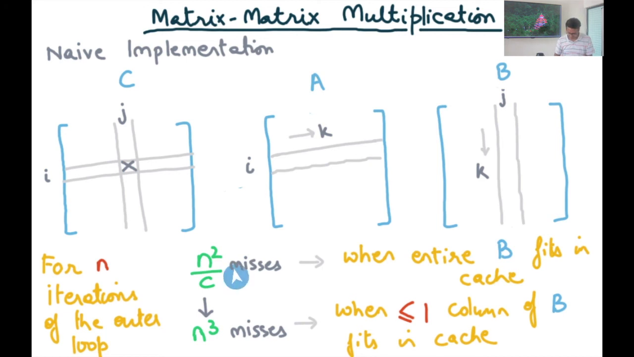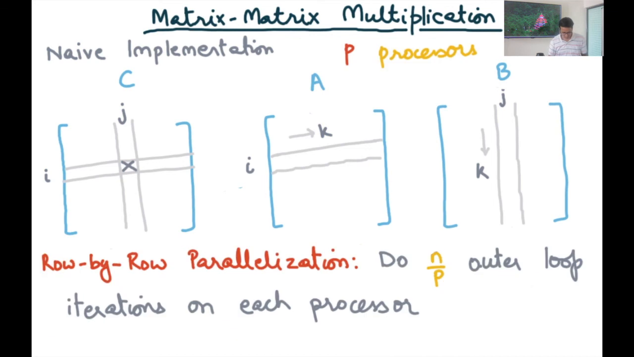So n square by c cache misses when the entire b fits in the cache, and n cube misses when less than or equal to one column of b fits in the cache. And so for n iterations of the outer loop, I'm going to experience anywhere between n square by c and n cube misses in this loop nest.